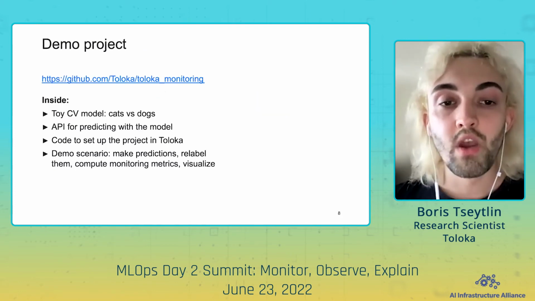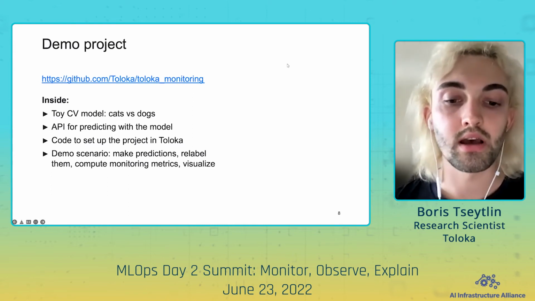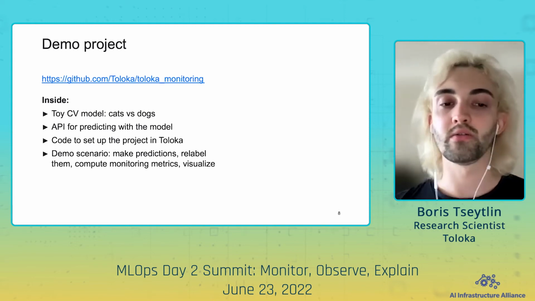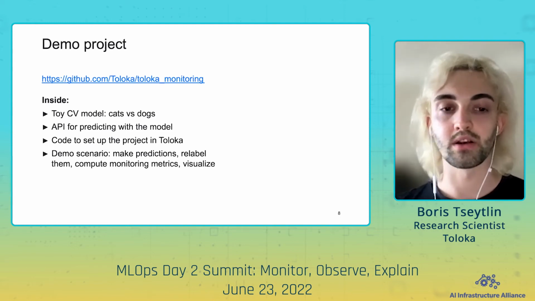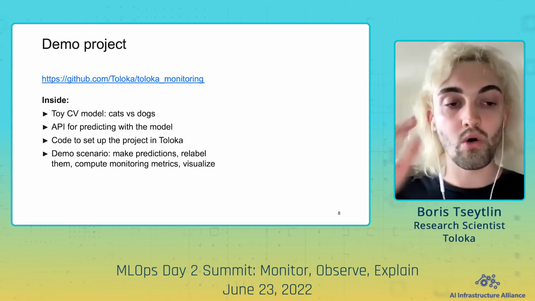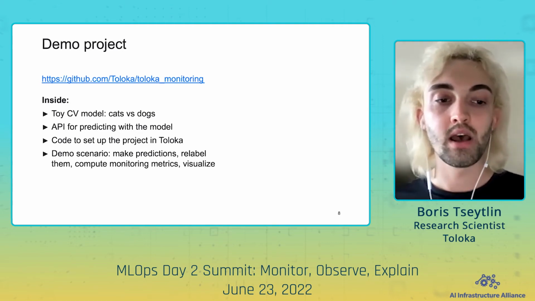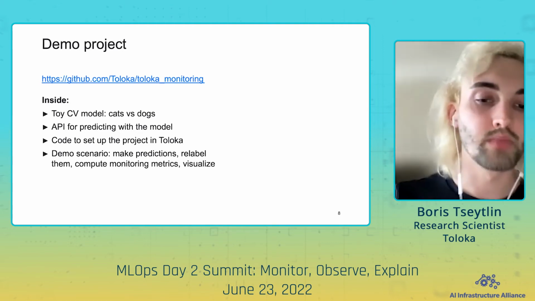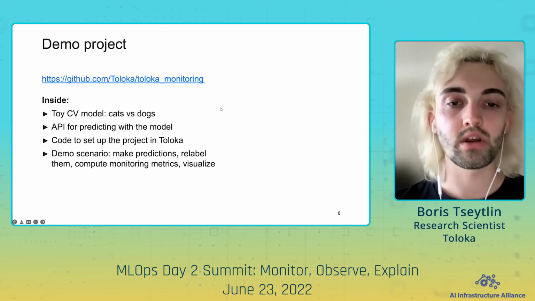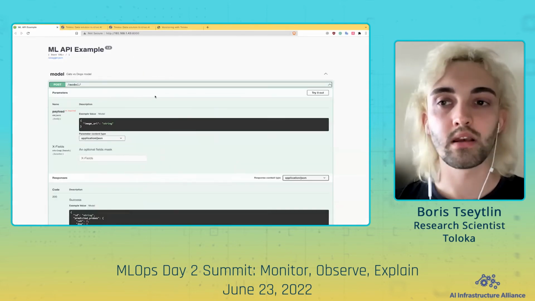For this use case, I prepared a tiny demo project. It has a real computer vision model inside that's solving a very unreal task of separating images of cats and dogs. There is an API, and there's all the code to set up the data labeling pipeline. It has a demo scenario where some predictions are made, they're labeled by the crowd, and metrics are computed. So let's take a look at this.